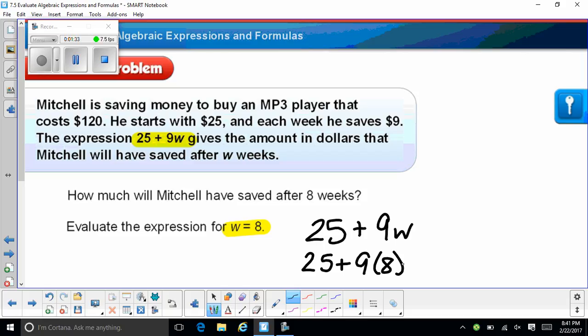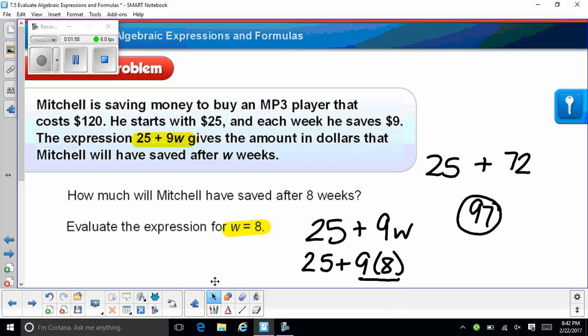So please excuse my dear Aunt Sally. Multiplying first, 9 times 8 is 72. And then I rewrite my equation. 25 plus 72 equals 97. And so my answer would be $97. Let's take a look at another example.